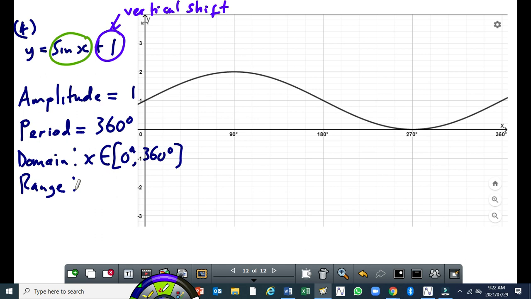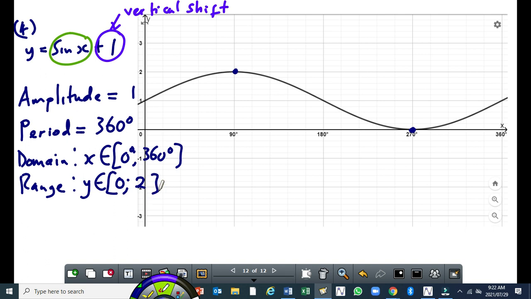now the range here, you need to know that the minimum value of y is here. This is where the minimum value of y is. The maximum value of y is at the maximum turning point. The minimum value is the minimum turning point. So the minimum is 0. So y is an element, we are starting from y equal to 0 up to y equal to 2.